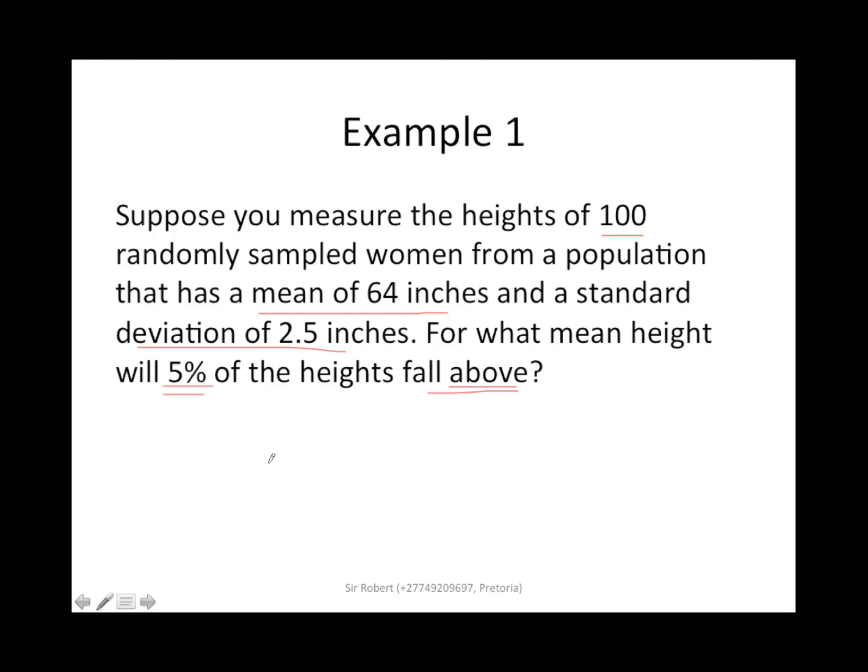Above. So basically what we are saying, we've got our n, so it's 100, our mu is equal to 64 inches. Then we've got our standard deviation of the population, 2.5.